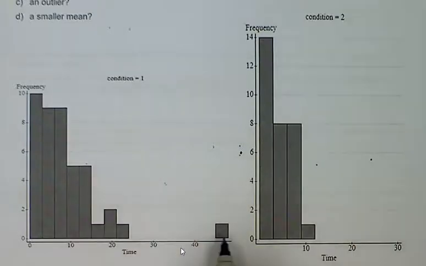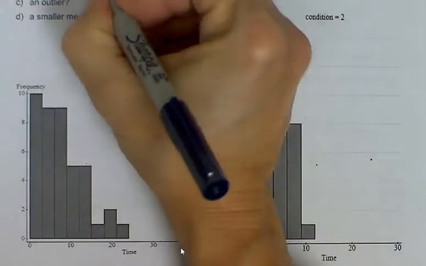That's also true because for this graph, there's a significant outlier. This would be a very extreme value. It's one value that's very, very far away from the rest of the data values, and that would mean that there would be much more variation for this group. So the one with less variation is condition 2.